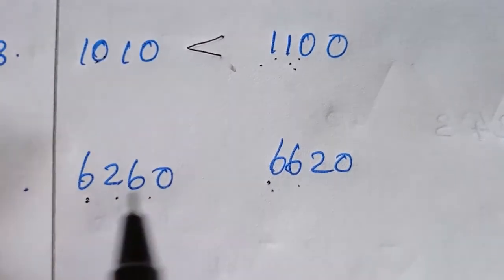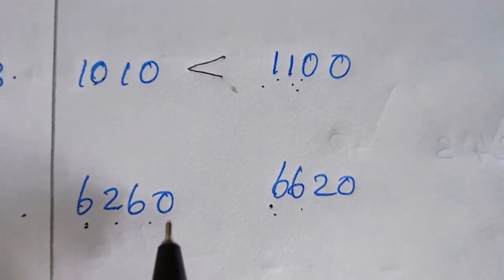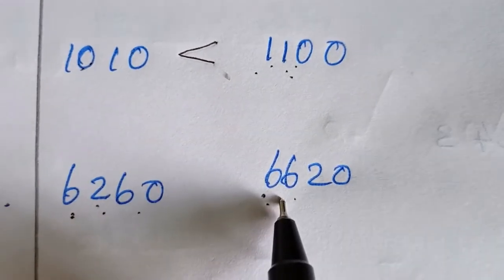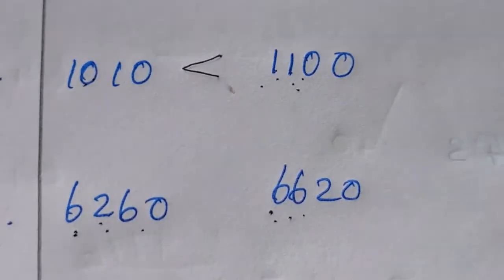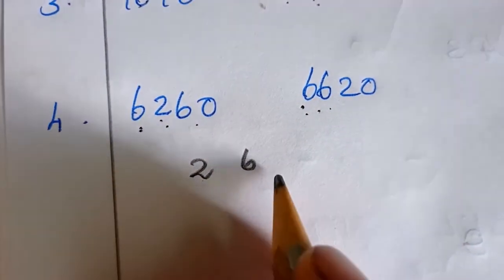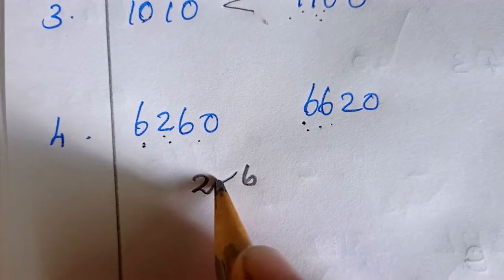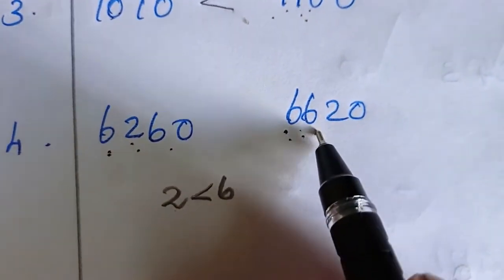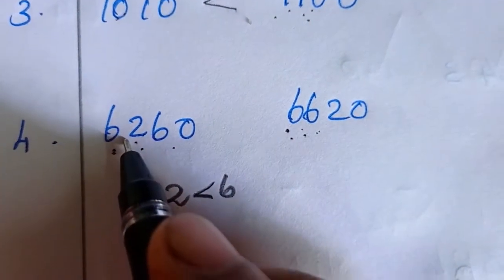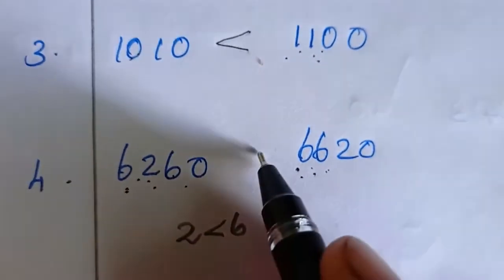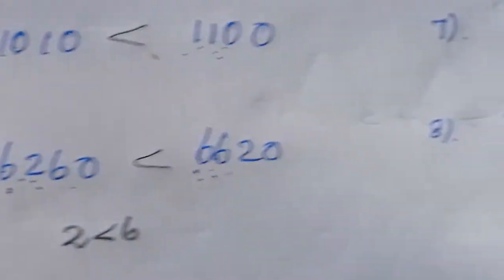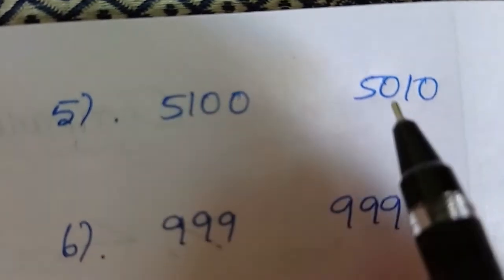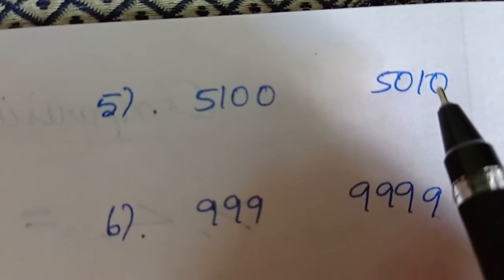So next, check the 100 place values. The first number's 100 place value is 2 and the second number's 100 place value is 6. So children, compare 2 and 6. Which one is greater? Yeah, 6 is greater. So we know that 6620 is greater than 6260.